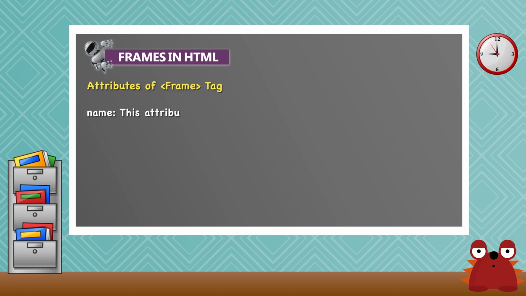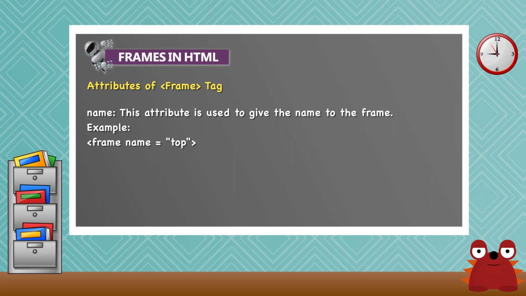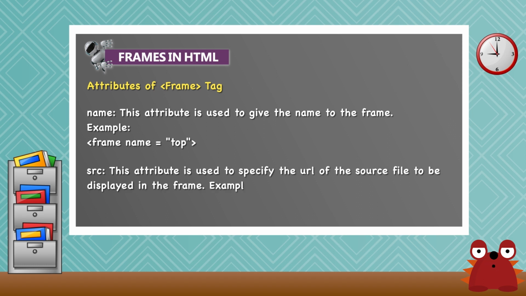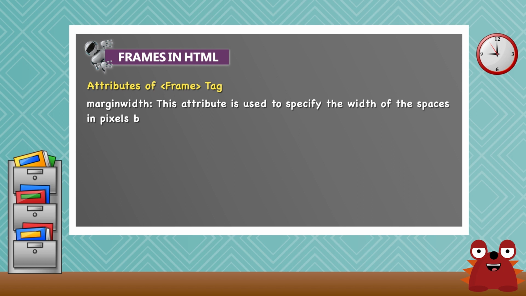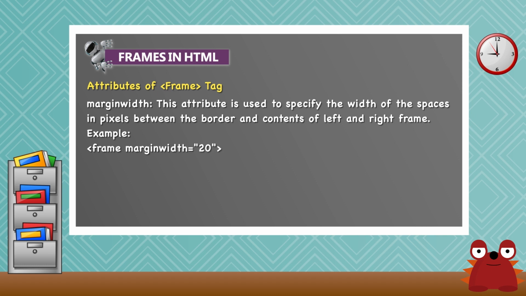The name attribute is used to give the name to the frame, like this. The src attribute is used to specify the URL of the source file to be displayed in the frame, like shown here. Margin width is used to specify the width of the spaces in pixels between the border and contents of the left and right frame in this way.